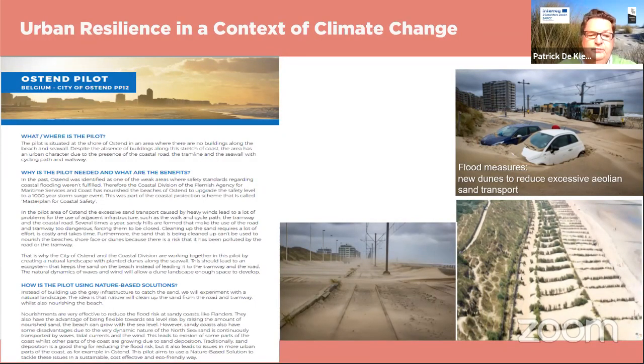Therefore, the coastal division of the Flemish Agency for Maritime Services and Coast has nourished the beaches along this coastal ribbon to upgrade the safety level to a 1,000-year storm surge event. However, excessive aeolian sand transport caused by heavy winds led to numerous problems for the use of the adjacent infrastructure, such as the walkways and pathways, the tramway, and the coastal road. Clearing up the sand requires substantial effort, is costly, and it takes time.